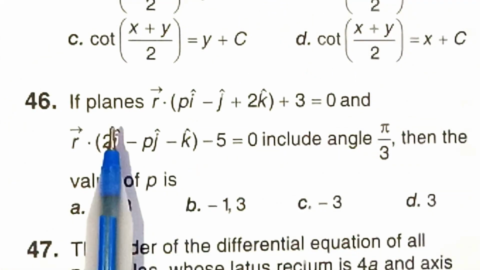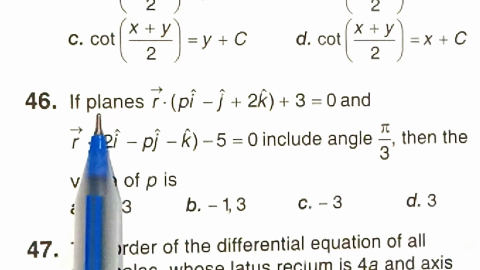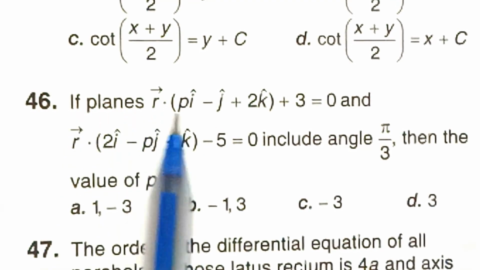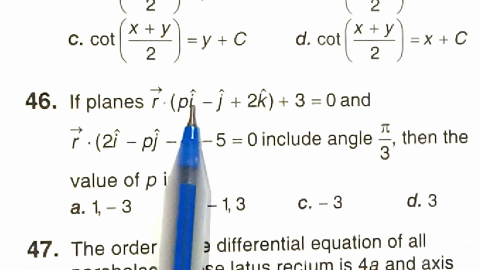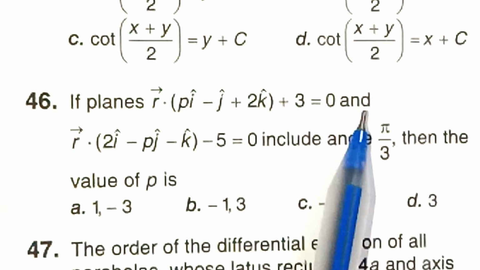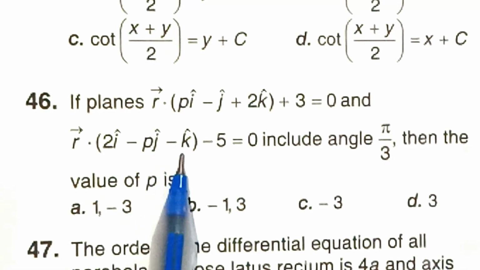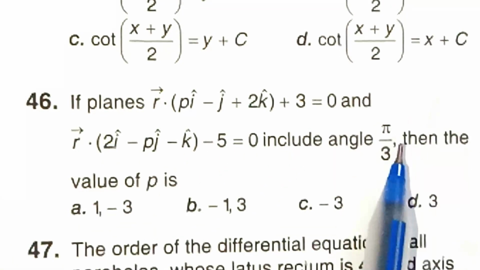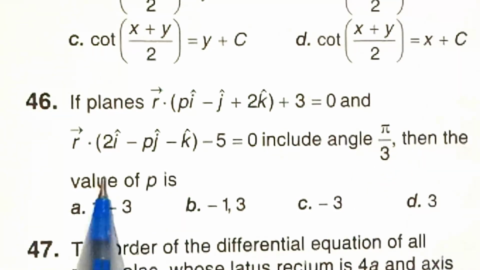Here we can see question number 46, which is completely based on the plane chapter. The question is: if planes, the first plane is r bar dot (i cap minus j cap plus 2k cap) plus 3 equals 0, and the second is r bar dot (2i cap minus p j cap minus k cap) minus 5 equals 0, and they include an angle theta equal to pi by 3, then we have to find the value of p.